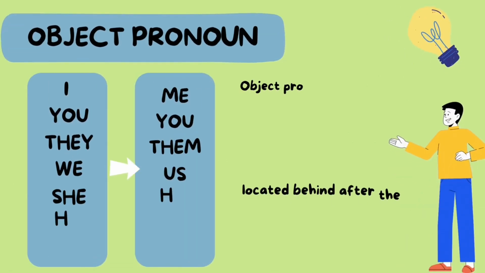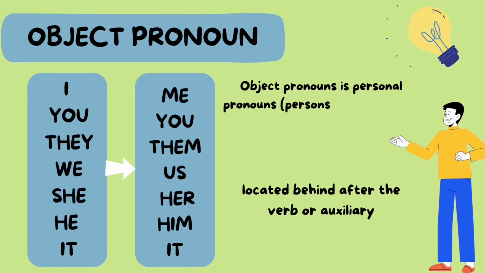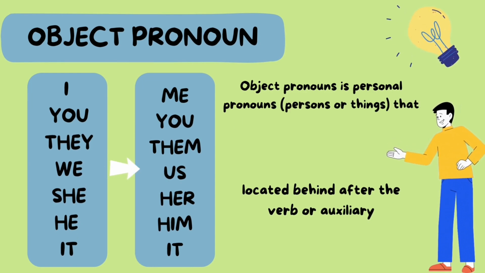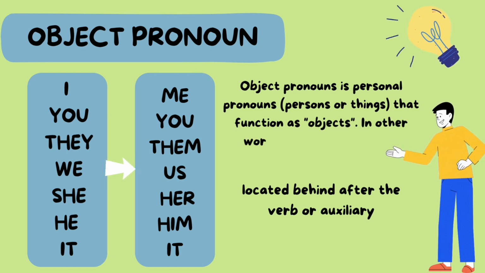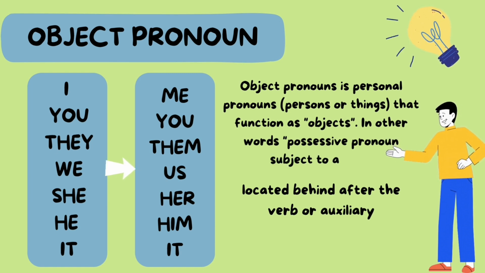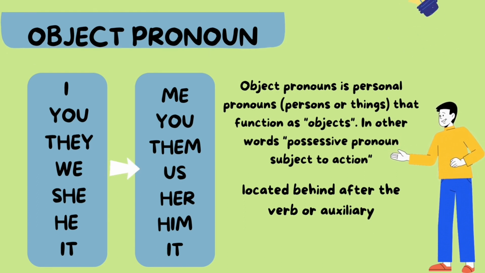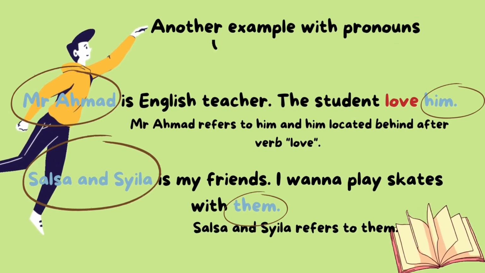Okay, and this slide explains about object pronouns. Object pronouns are personal pronouns, for persons or things, that function as objects. In other words, they are the target of the action, located after the verb or auxiliary. In object pronouns we just change the pronoun: I to me, you to you, they to them, we to us, she to her, he to him, and it to it.